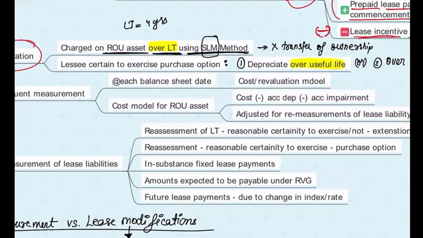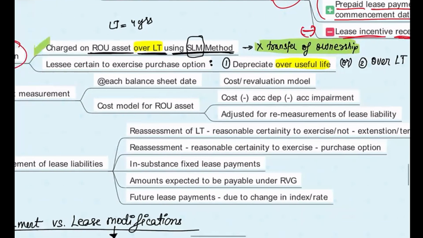This you have to do when there is no transfer of ownership. That means if at the end of the lease term the lessee is not going to purchase the asset, then in such a case you have to depreciate it over the lease term.